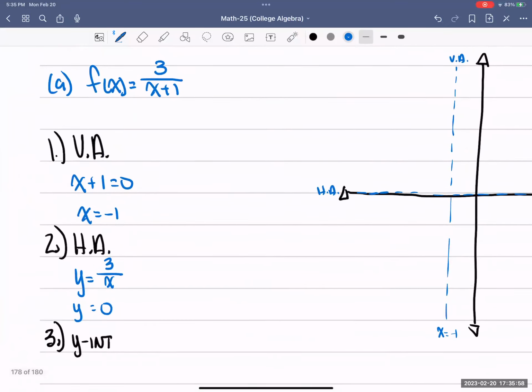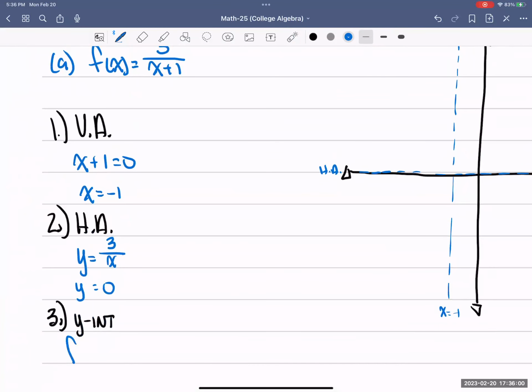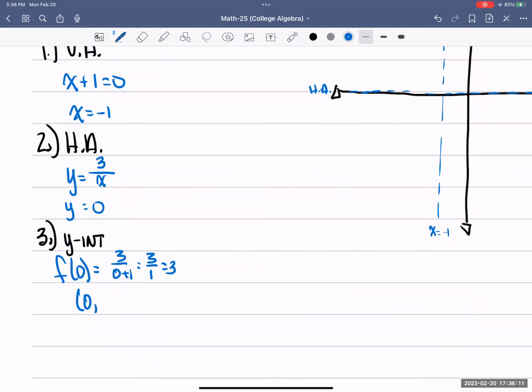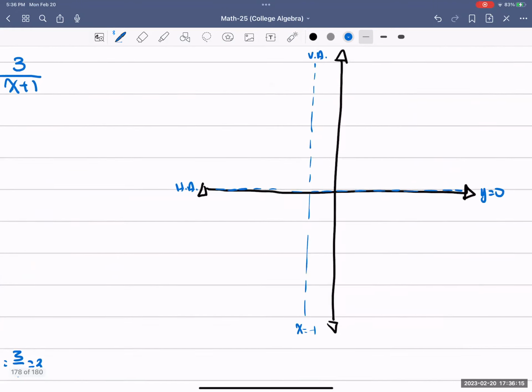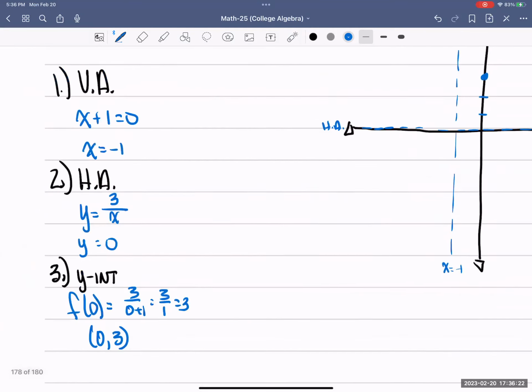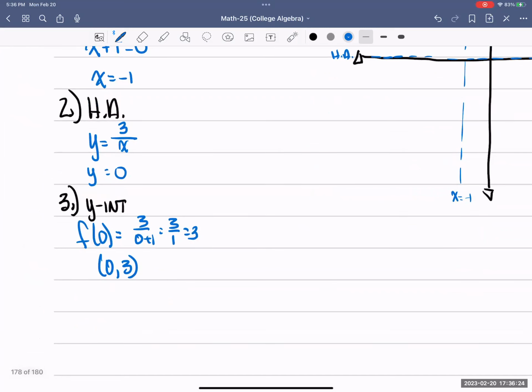So we're going to evaluate our function at 0. So f of 0 is equal to 3 over 0 plus 1, 3 over 1, which is just 3. This gives us the point: when x is 0, y is 3. When x is 0, y is 1, 2, 3. And there we go for our y-intercept.